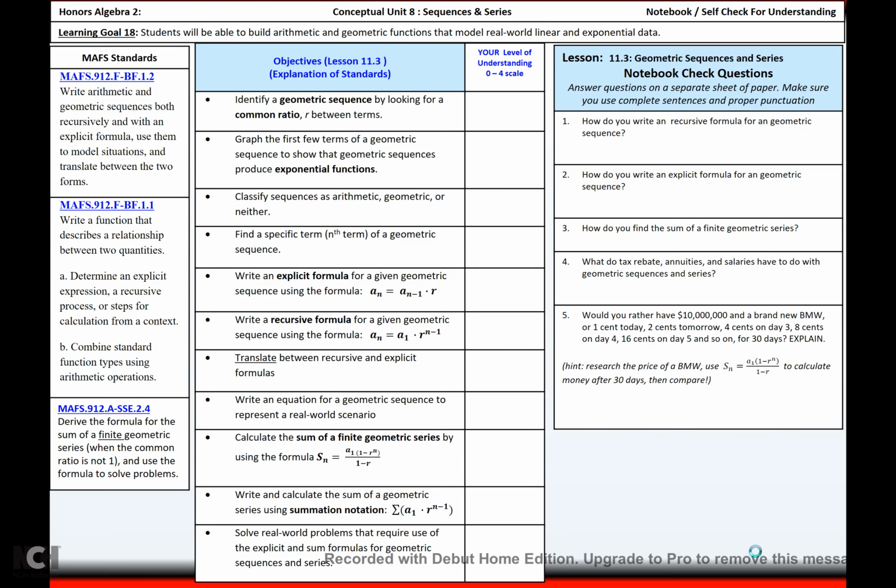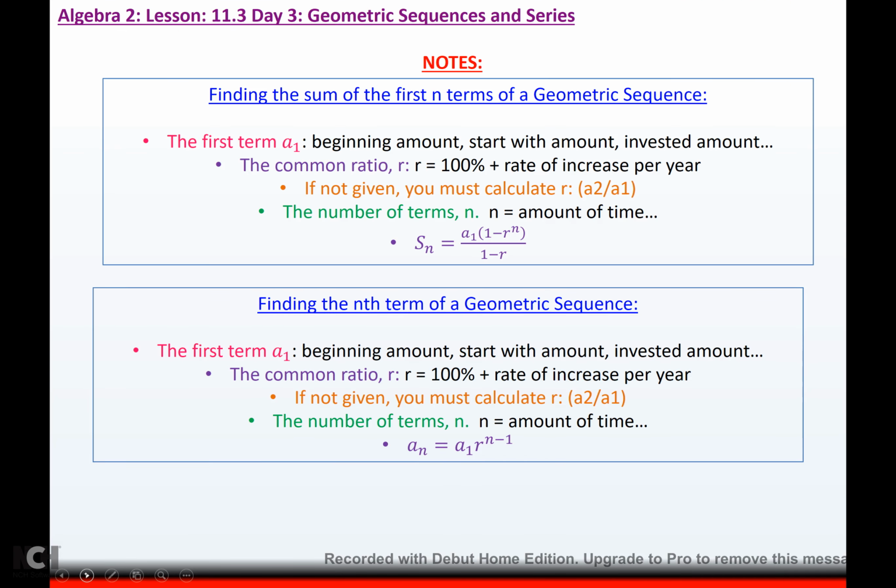Alright, today we're going to continue talking about geometric sequences and series: finding the sum of the first n terms of a geometric sequence. The first term a sub 1 is the beginning amount, the start-with amount, the invested amount, and so on. The common ratio, in these business problems, is 100% plus the rate of increase per year. If R is not given, then you must calculate R.